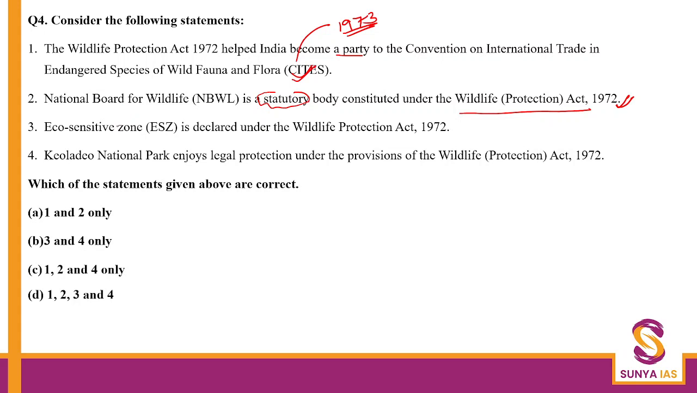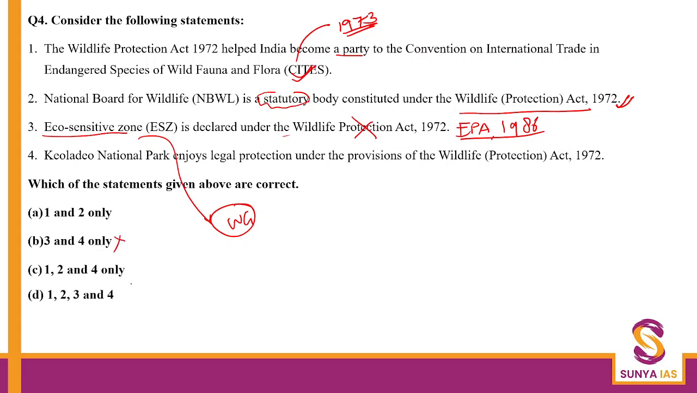Then, eco-sensitive zones are declared under the Wildlife Protection Act. No. Eco-sensitive zones are declared under the Environment Protection Act of 1986. We've also discussed the Western Ghats, and how there were two different committees. One was the Gadgil Committee, one was the Kasturirangan Committee, on the concept of eco-sensitive zones, right? So this statement three is wrong.